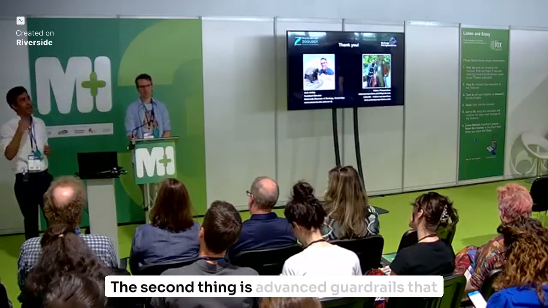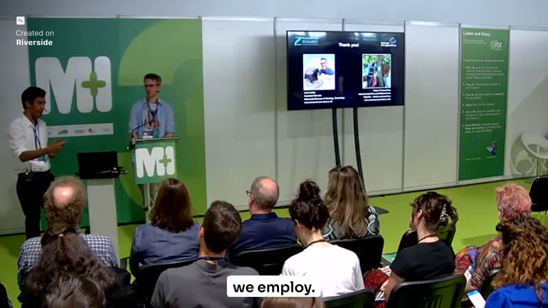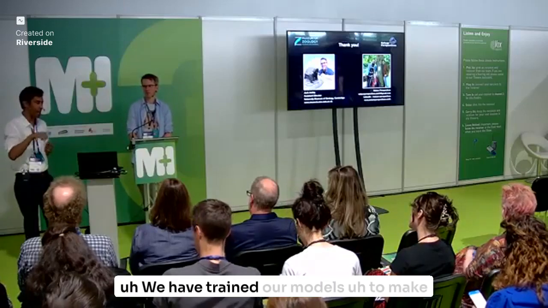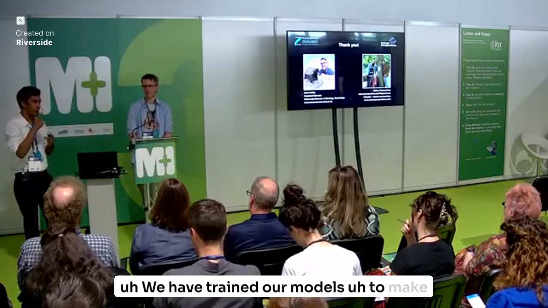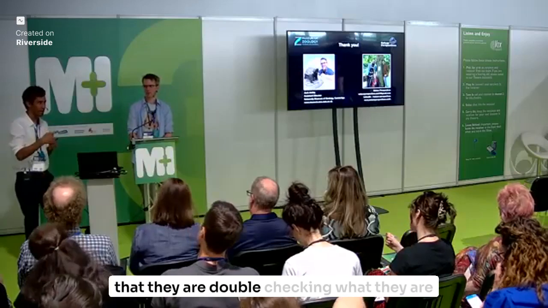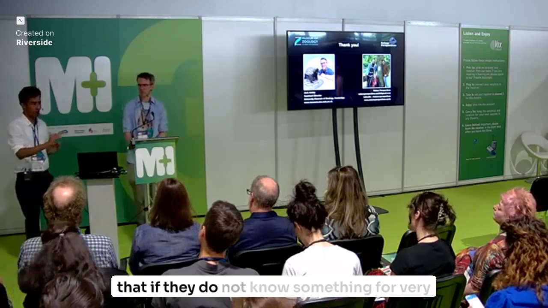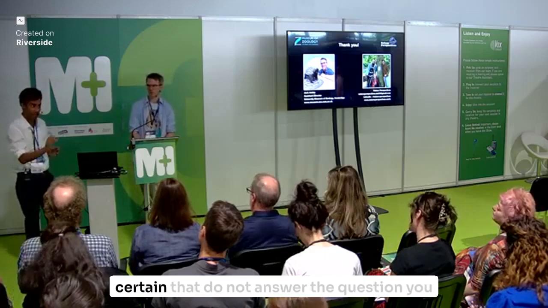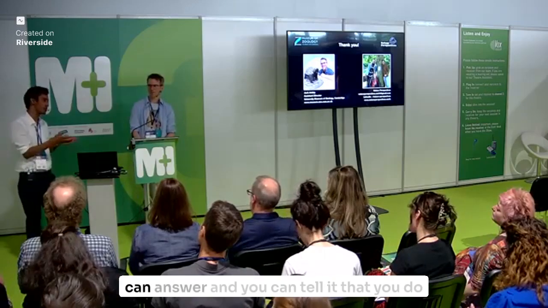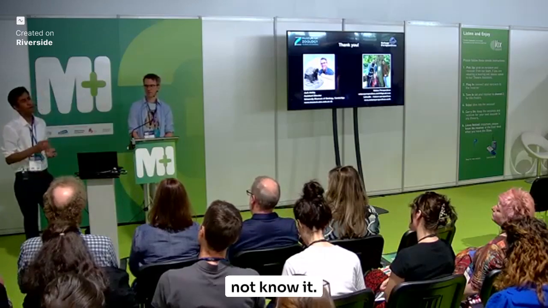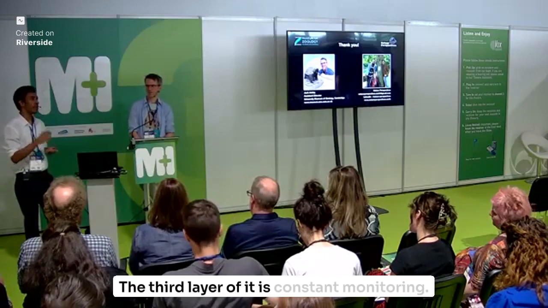The second thing is advanced guardrails that we employ. We have trained our models to make sure that they are double checking what they are saying, and it's always an instruction to them that if they do not know something for very certain, they should not answer the question. You can answer and tell it that you do not know it. The third layer of it is constant monitoring.